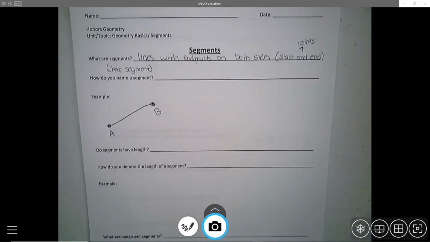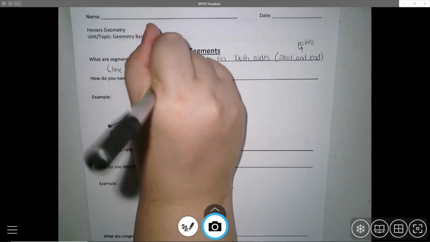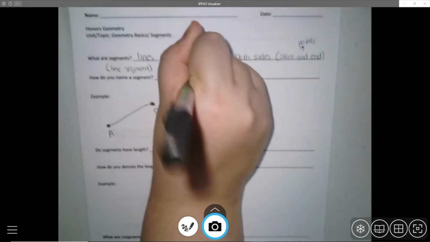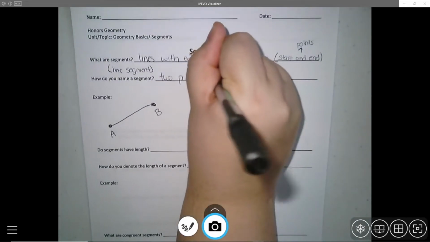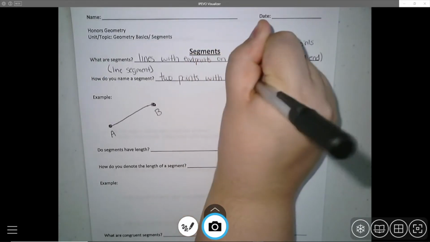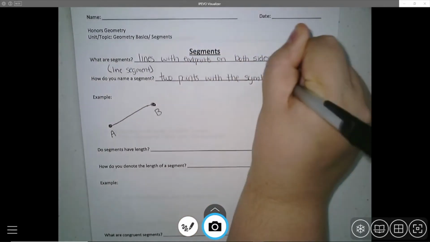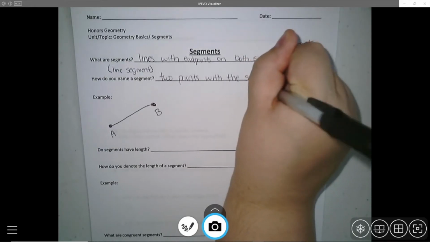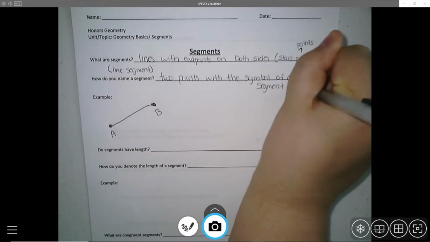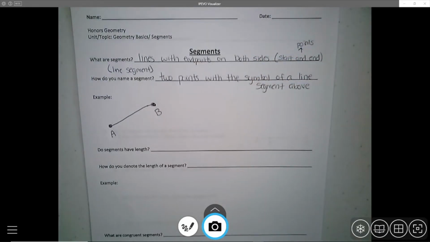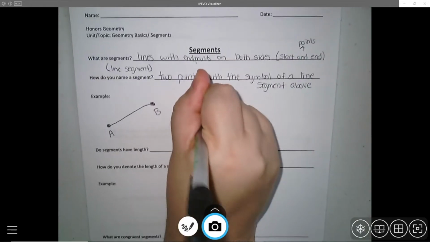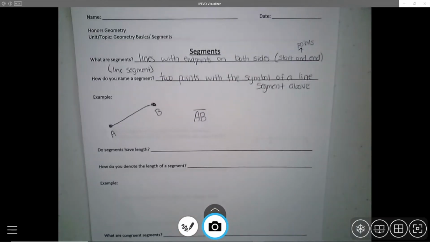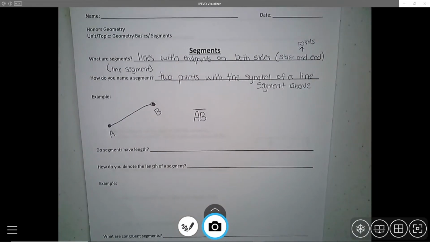So now, how do you name a segment? Remember, we name them with the 2 points with the symbol of a line segment above. Now there were 2 ways, remember, that sometimes people draw them. Sometimes people will draw them just with AB with a line and no points above. That is acceptable. That is a way to denote a line segment.